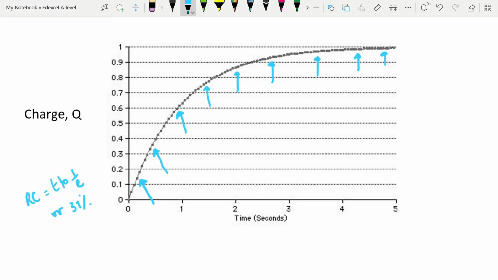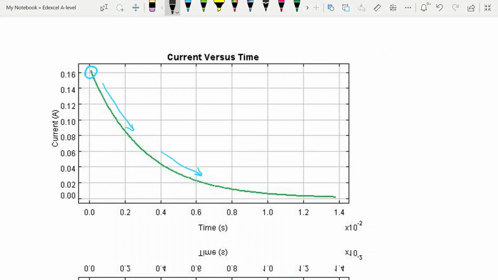We know with our discharging graphs that the RC is the time it takes for the original current, voltage, or charge to fall to 1 over e of the original value, or 37% of the original value. We also know that these charging curves are symmetrical about the x-axis with our discharging curve. So let's go back and look at that again. Our current through a charging circuit for a capacitor follows the same shape as our discharge curve. And so we know that our RC for our charging circuit would be the time it takes to fall to 37% of the original value.